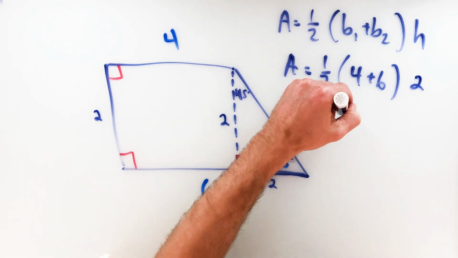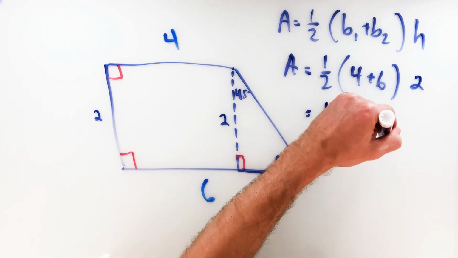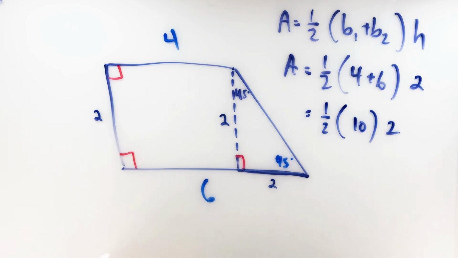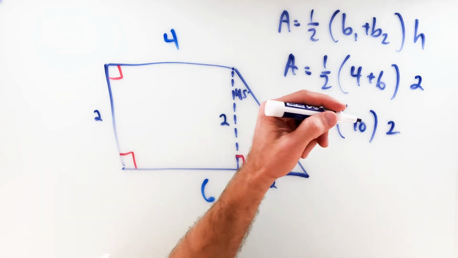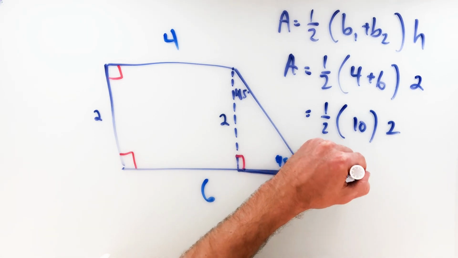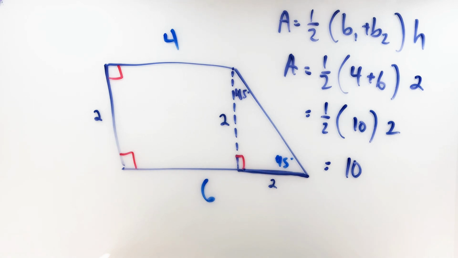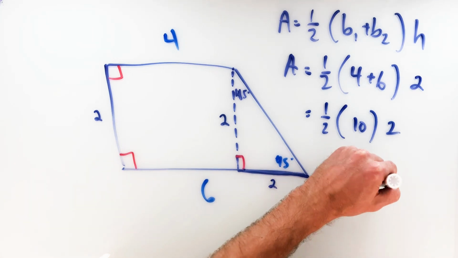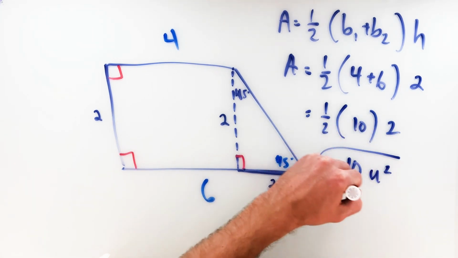I've got what I need. 4 plus 6, that's 10. So I've got half of 10 times 2. Half of 2 is just 1. 1 times 10 is just 10. In this case, I didn't give you a length or a dimension, didn't give you a label, so we can just make it up. We'll call it units squared.